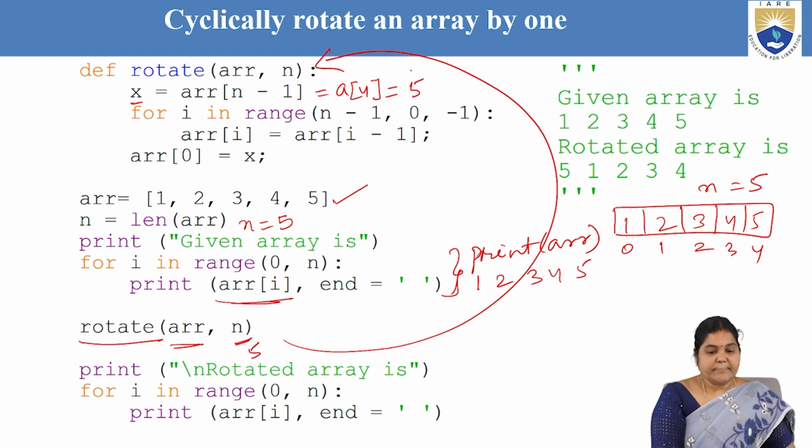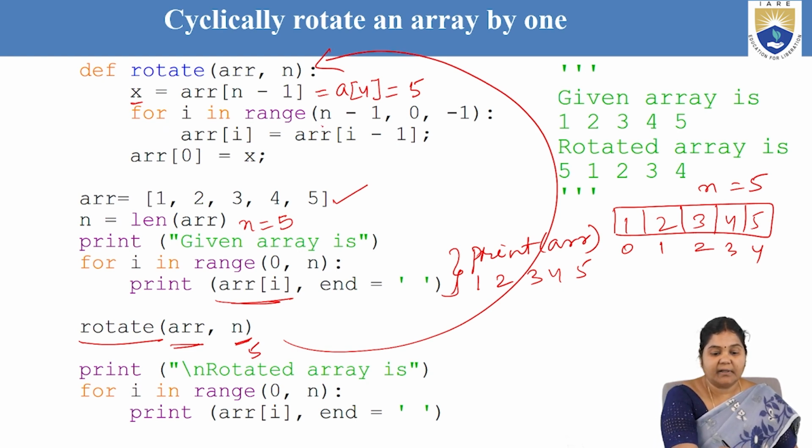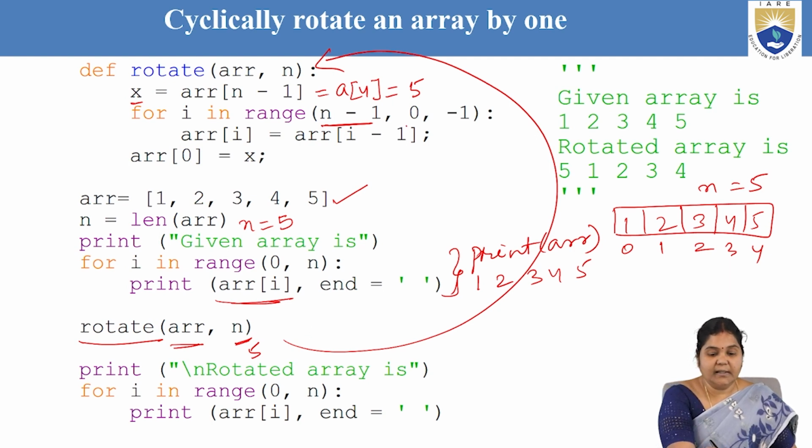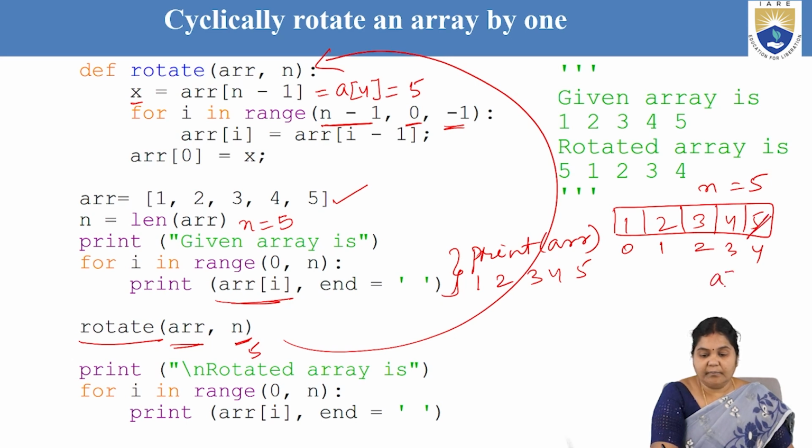Now, next what you have to do? You have to shift all the elements by one place. So for i in the range of n minus 1, because there are n minus 1 elements in total, till we reach the 0th place one by one. Now, what will a of i contain? a of i will contain the element a of i minus 1. So if it is a of 4, then it will contain the element a of 3.